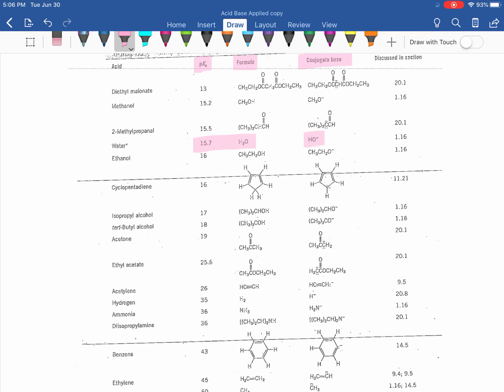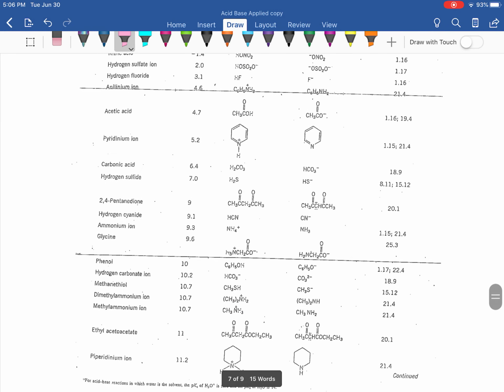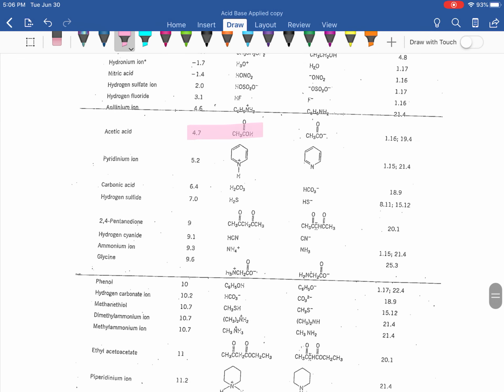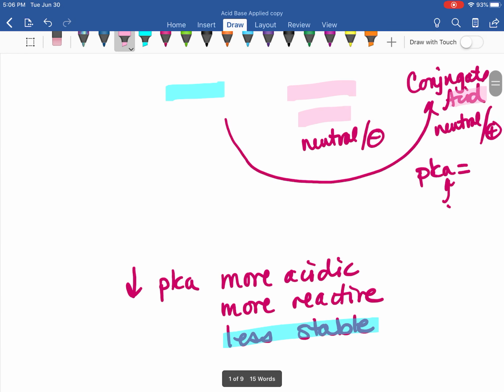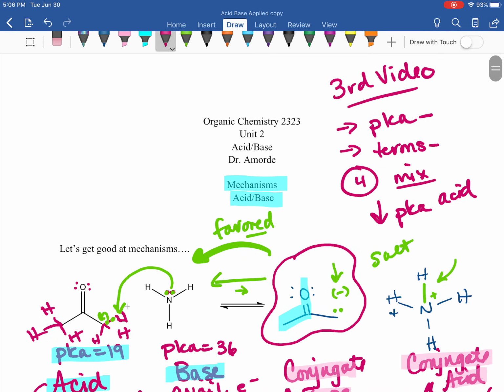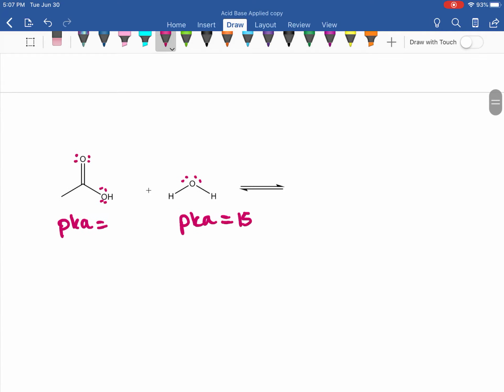All right, here's water. pKa 15.7. So let's write that out. And then let's scroll up and see if we can't find that acetic acid. Oh, there it is. pKa 4.7. Okay, done. Let's go look for that then. Let's write those out. We've got a pKa of 15.7 and a pKa of 4.5. Okay, which one's the winner?